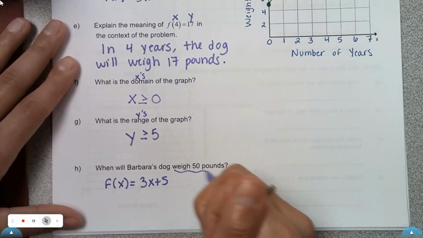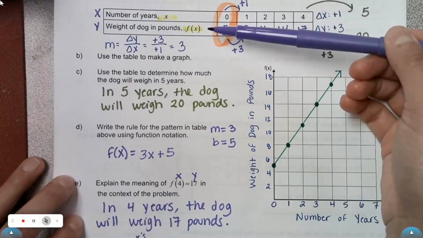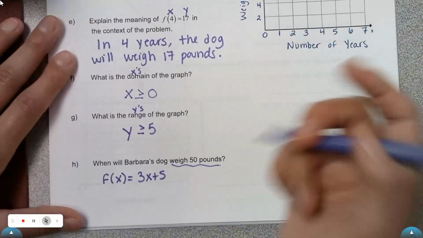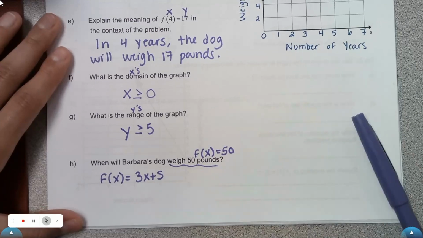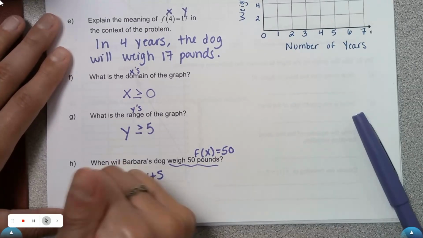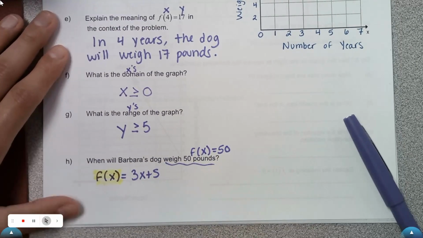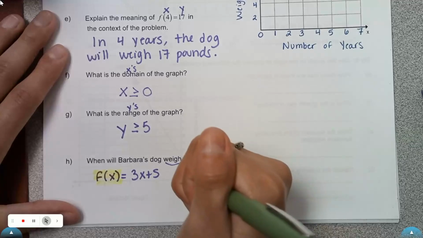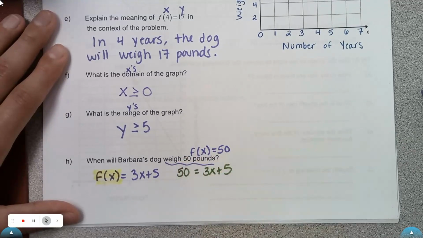Remember, weight is being represented by f of x. In my table, I see that right here. So that means that f of x equals 50. So that means that this f and this x will be replaced with 50. Okay, so let me write that equation. So 50 equals 3x plus 5.